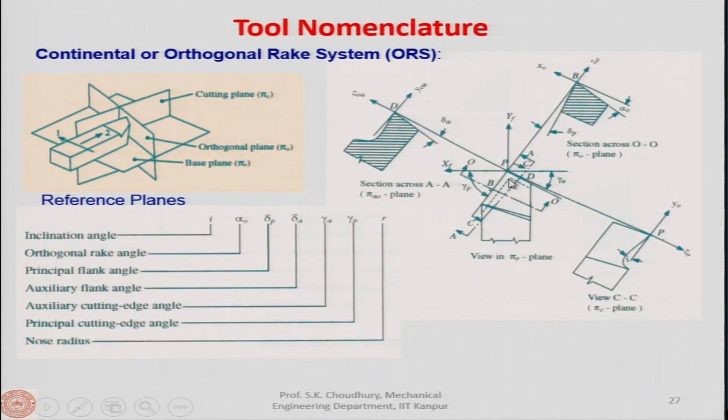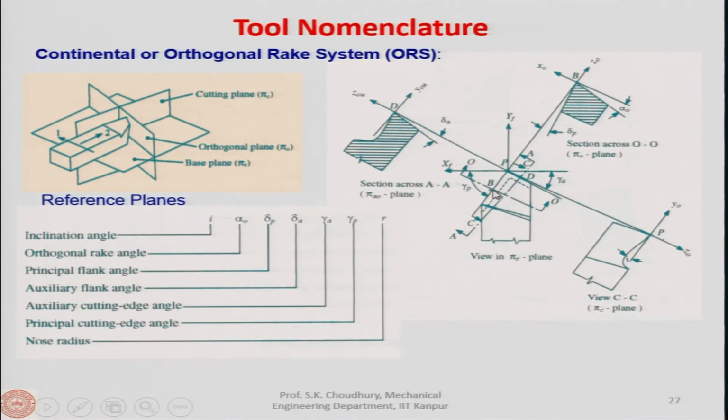Now, if we have the tool viewed in the base plane like this, at this point B, we will take such kind of sections. One section will be CC. This will actually be a view, because it is not a sectional view, it is not cutting, it is just lying on that C, because we said that the cutting plane will contain the cutting edge. This is the principal cutting edge, and this is the auxiliary cutting edge. Therefore, we said that these are the cutting edge angles.